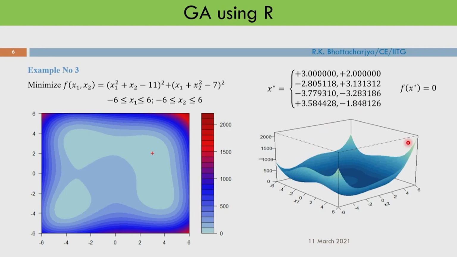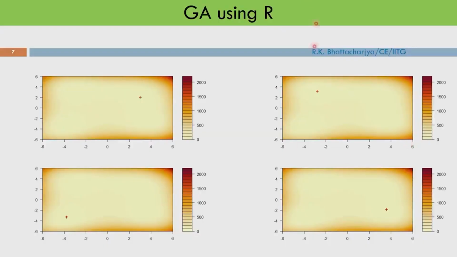This problem also we will try to solve using genetic algorithm. If you apply genetic algorithm, you will get one of these 4 solutions. I have shown here the 4 solutions. You can see that there is one solution in the first quadrant, another in the second quadrant, another in the third quadrant, and another in the fourth quadrant.